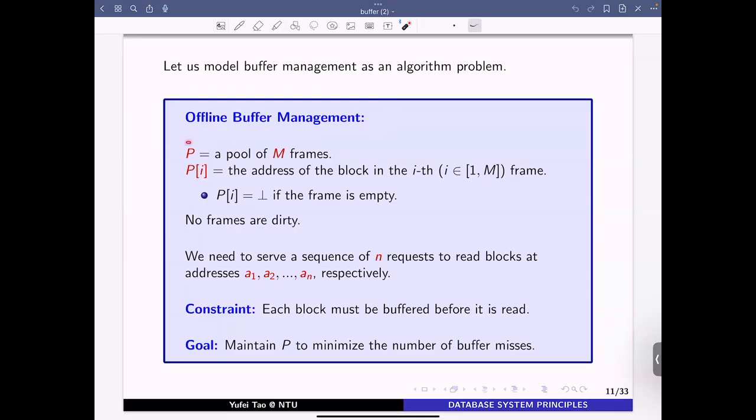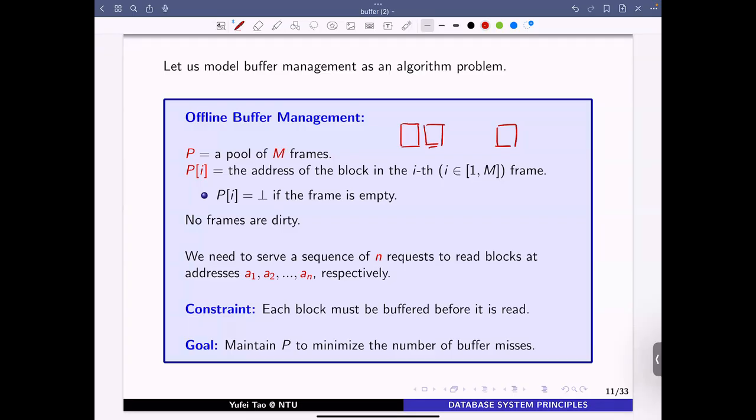Here we've got a buffer pool with a certain number of frames, n frames. We do not really care about the contents of the blocks inside the pool, because we're mainly concerned with buffer hits and buffer misses. For that purpose, it suffices to worry about just the addresses of the blocks, whether it's a hit or a miss.